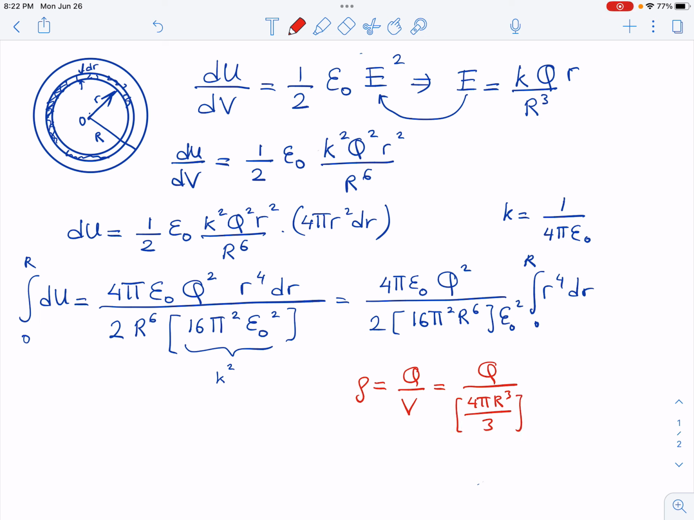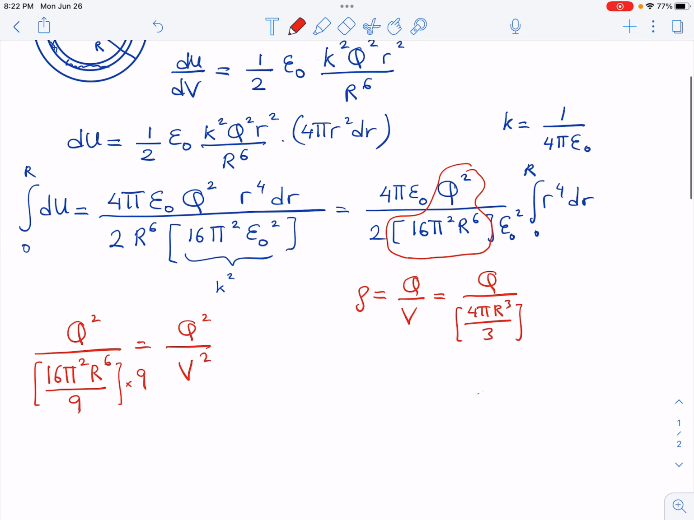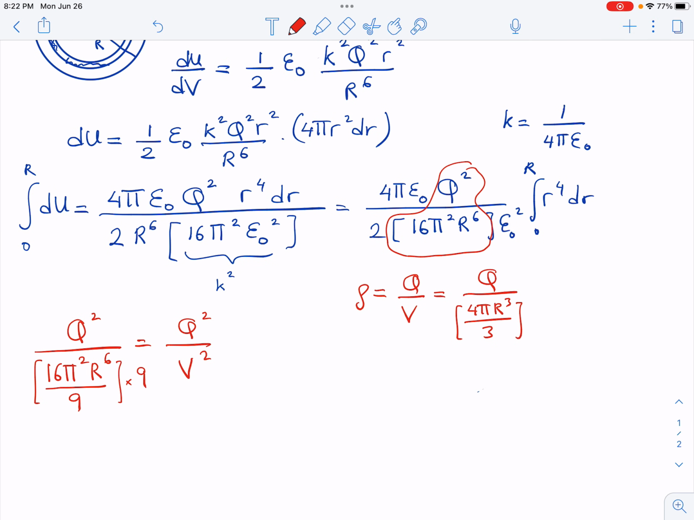Now I want to get rho back in there. So for that, I'm going to focus on this term right here. If you look at that term, q squared 16 pi squared r to the 6th, this is almost equal to q squared over v squared if we get somehow a 9 here, right? So to get a 9, then we need to multiply this by 9. Okay? So that is the part that needs to be addressed here.